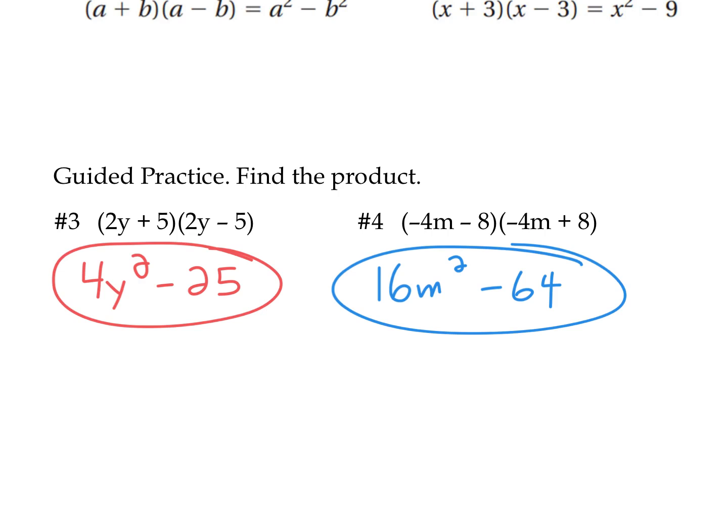So a binomial, that one's a sum, one's a difference, and the two terms are exactly the same except for that sign that's in between them.